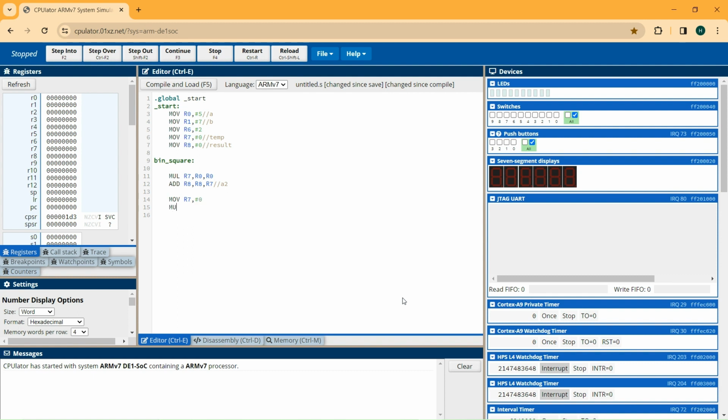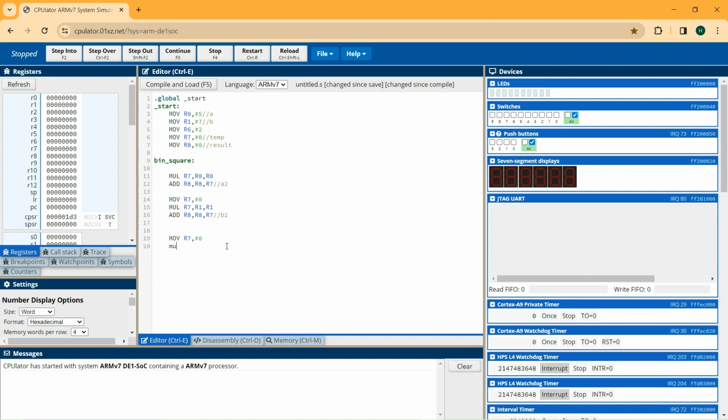I will multiply in R7, R1 and R1. And I will also add that R8 and R7 in R8. So it is b squared. After that, I will also clear R7.